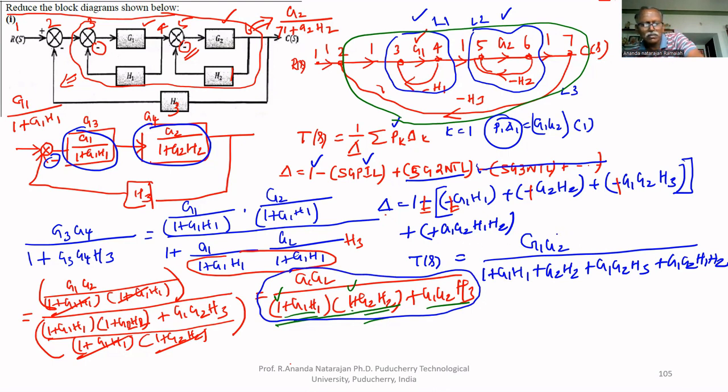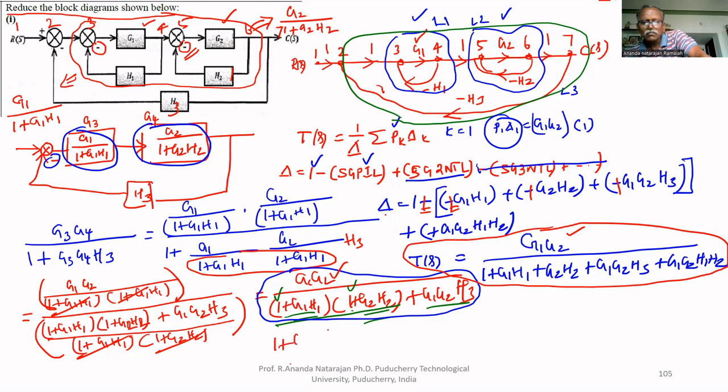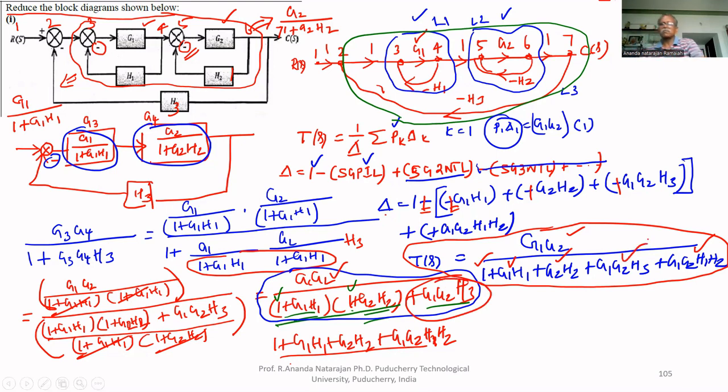So we have to check with what we got earlier. Now this is the answer. We have to check both are equal or not. Numerators are equal. For the denominator, you have to multiply these two, 1 plus G1 H1 and 1 plus G2 H2. If you multiply these two, what you will get? 1 plus G1 H1 plus G2 H2 plus G1 G2 H1 H2. We got all the 4 terms. In addition, this term G1 G2 H3 is also there. Therefore, in both ways, we got the same answer.